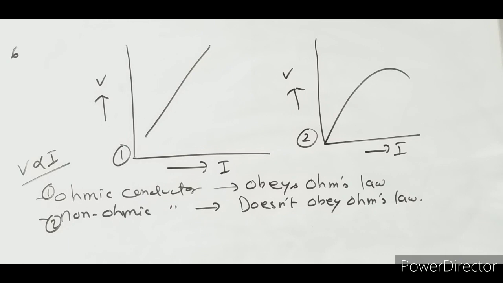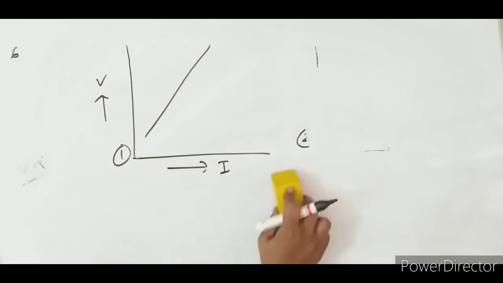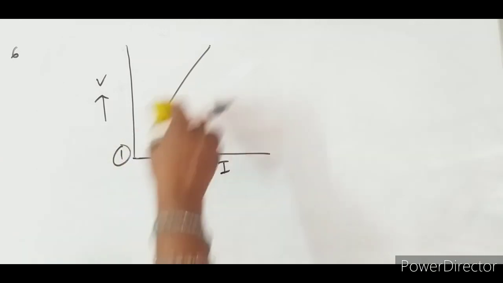Clear? Then let us see what the slope of an ohmic conductor gives. Let me rub this out. Let us go for the ohmic conductor only. In case of an ohmic conductor, it obeys Ohm's law. We have discussed this. Now let us take it.